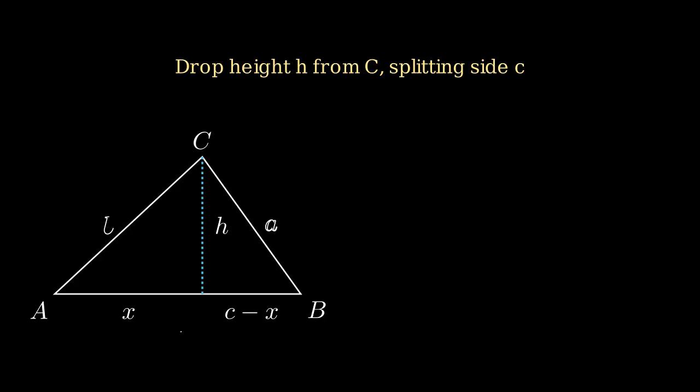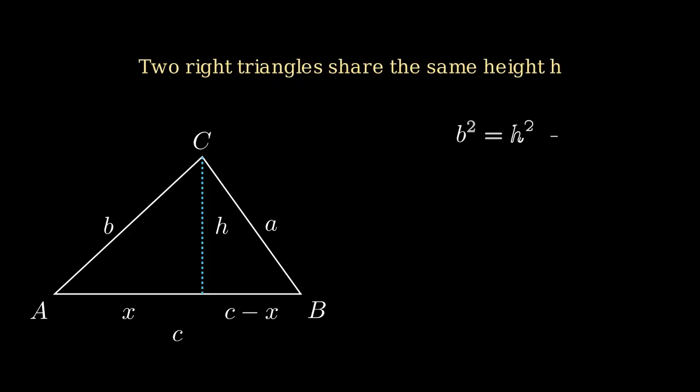From vertex C, drop a perpendicular height, h, straight down to the opposite side, c, splitting that side into two pieces, x and c minus x. This creates two right triangles glued back to back.